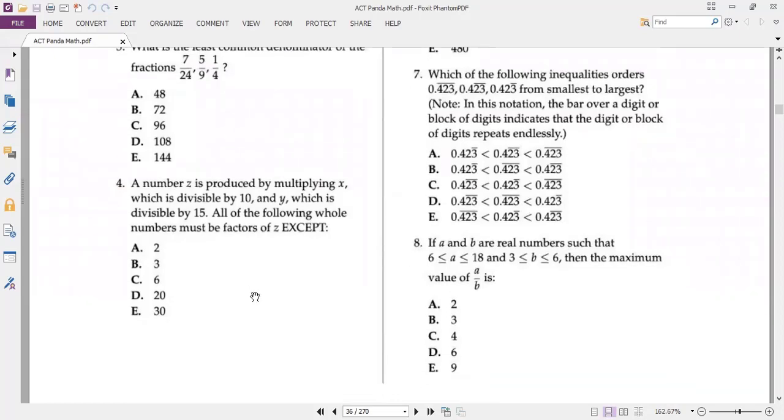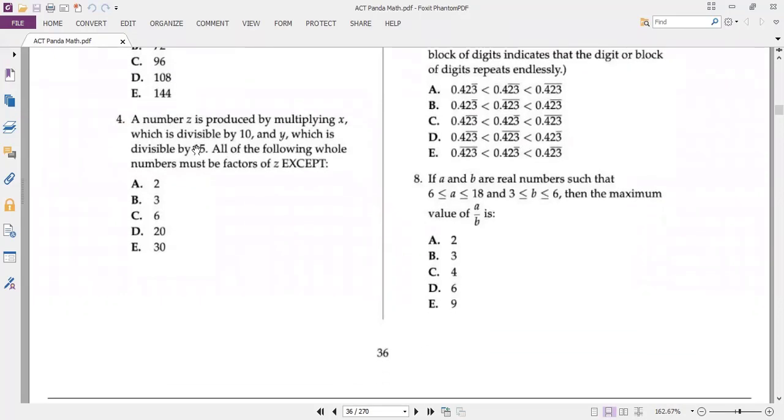Now we have number 4: a number is produced by multiplying x by 10 and y, which is divisible by 15. So we have here x, number z is x times 10 y.